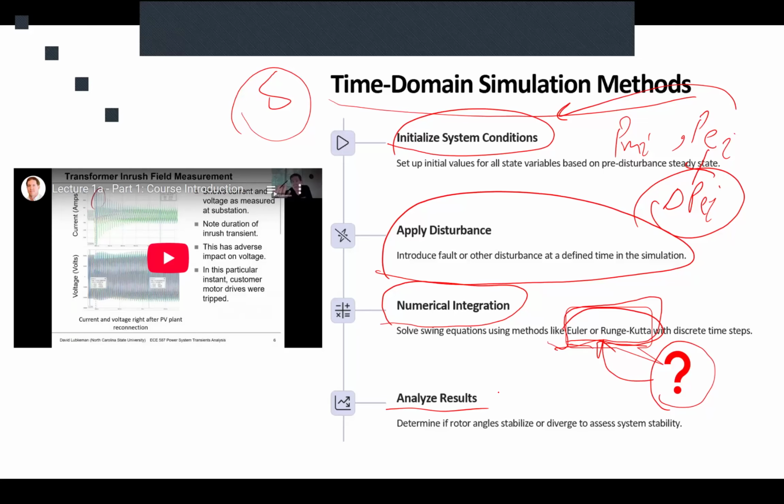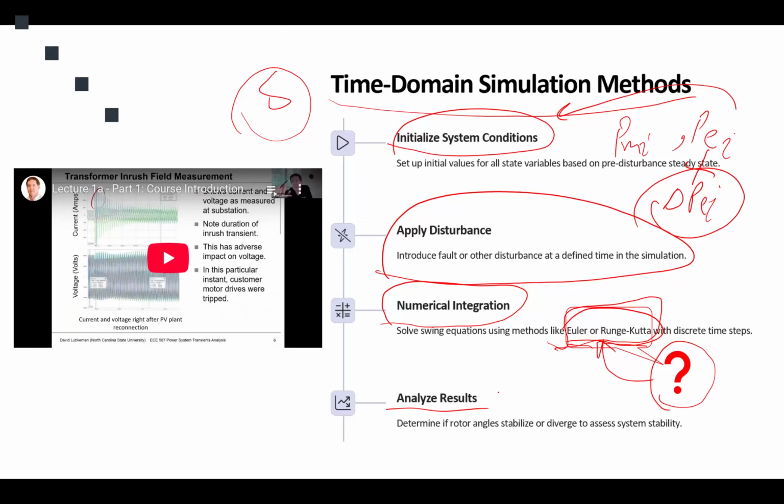Now I put a video on the slides that describes an example of doing the same time domain simulation method. Are we good?